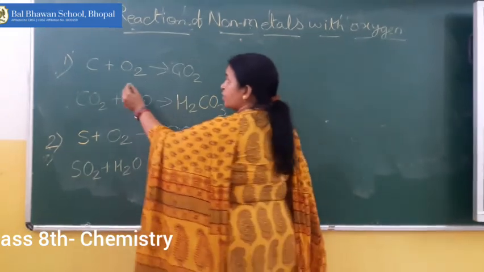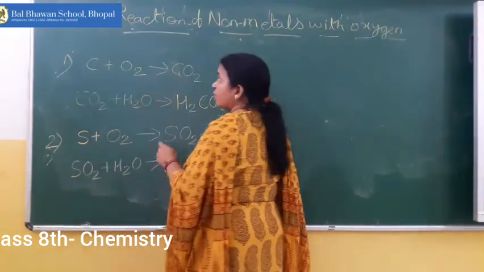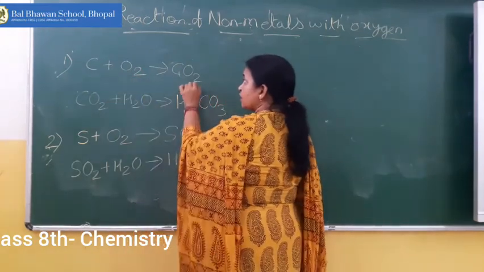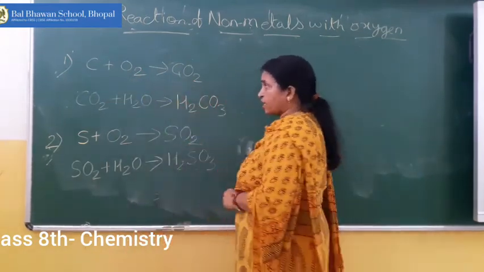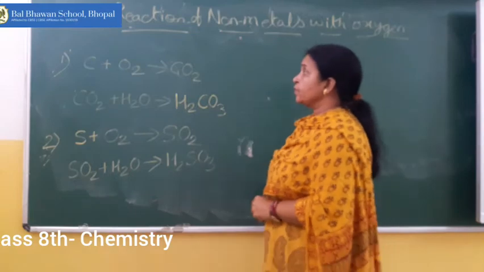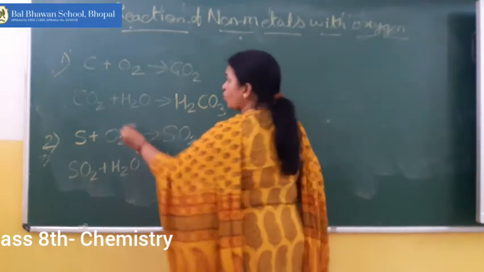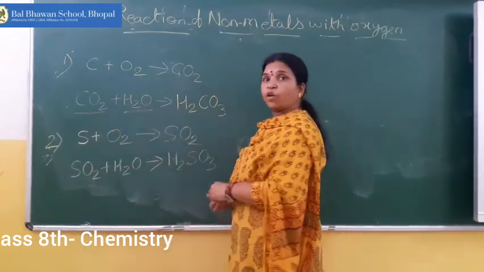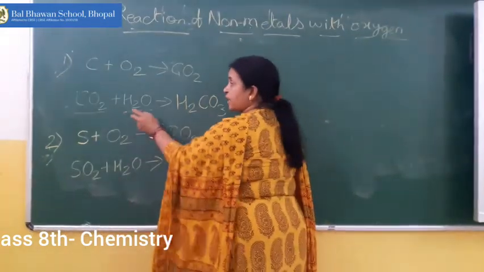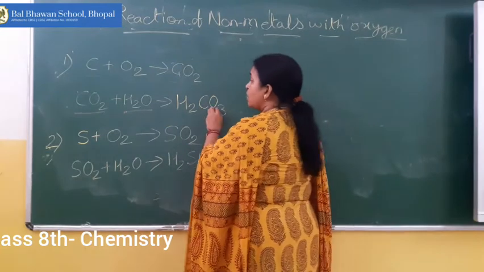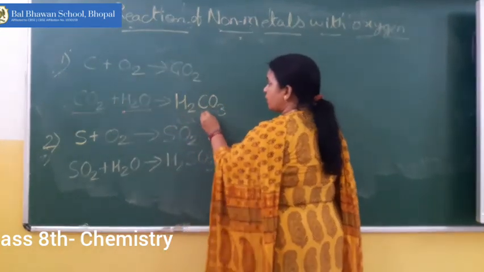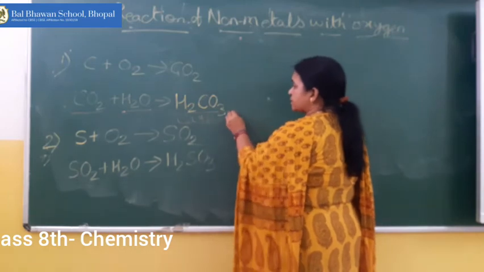Now for example, I take carbon and heat it in the presence of oxygen, I will obtain carbon dioxide. Now if I dissolve this carbon dioxide in water, or mix this carbon dioxide gas with water, I will get carbonic acid.